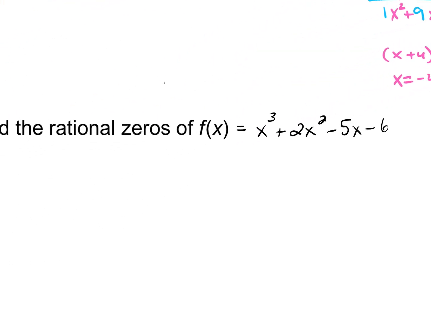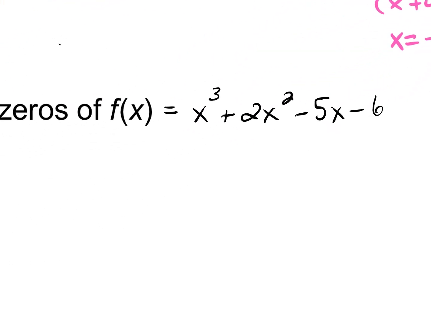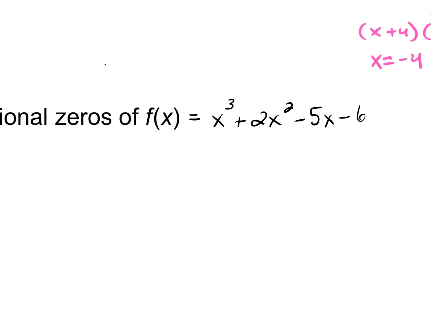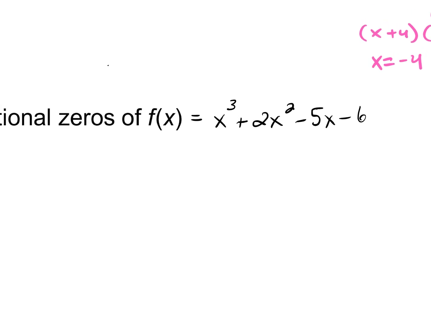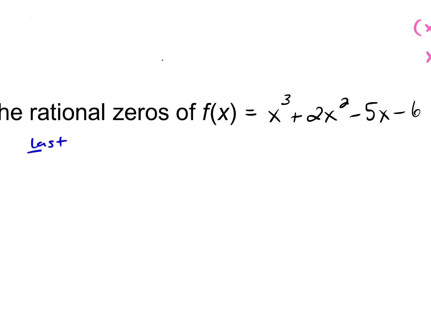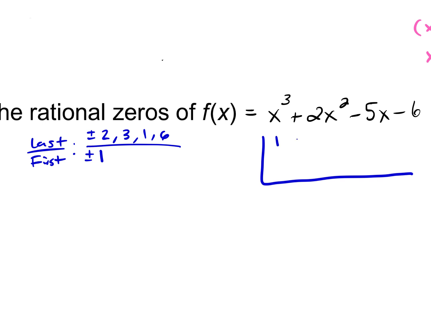All right, let's do the one right below it. So we want to find factors of the last over factors of the first. What are factors of 6? Awesome. So I'm going to say plus or minus 2 and 3 and 1 and 6. Awesome. What are factors of our first? Just 1. So it'd be 2 over 1, 3 over 1, 1 over 1, 6 over 1. So we're dealing with all whole numbers here, which is nice. Inside the box, we're going to put our coefficients. So 1, 2, -5, -6.